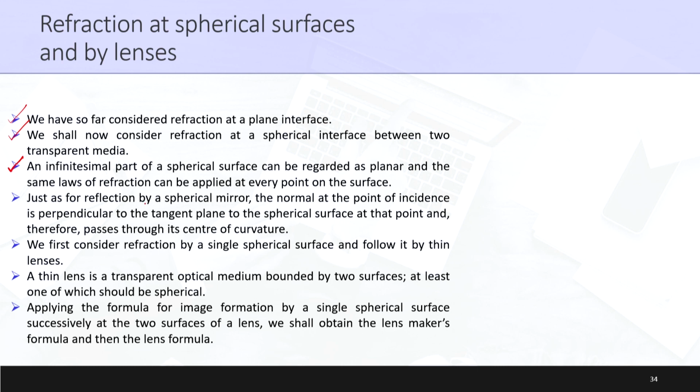Just as for reflection by a spherical mirror, the normal at the point of incidence is perpendicular to the tangent plane to the spherical surface at that point, and therefore passes through its center of curvature. What does it try to say? I will just try to explain it to you again.